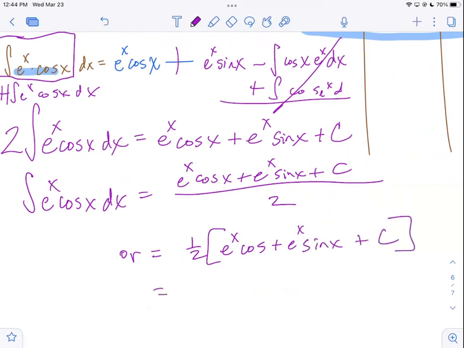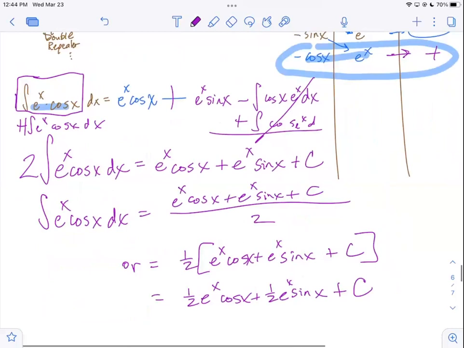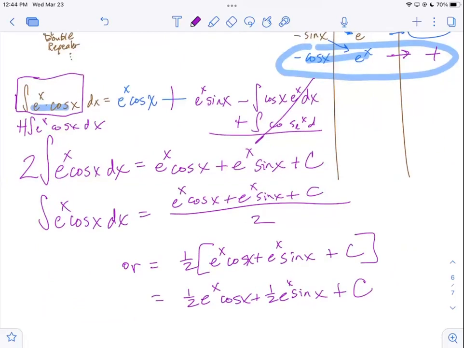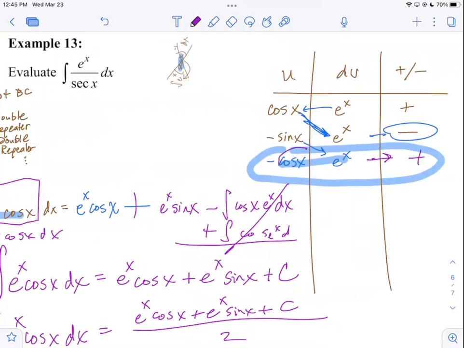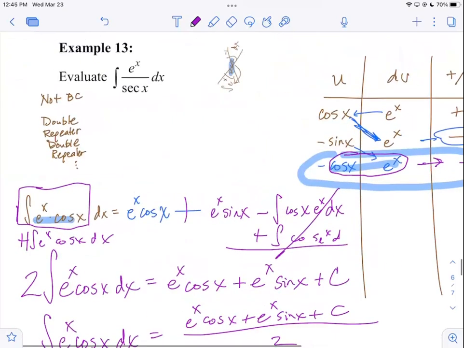Or if you want, distribute the 1/2: 1/2 e to the x cosine of x plus 1/2 e to the x sine of x. And then what is 1/2 times c? Still c. So any one of those could be answers. There you go. It's a double repeater. So we know when to tie it off whenever it gives you the same product as the first line, whenever your horizontal product gives you the same thing as your original integrand.